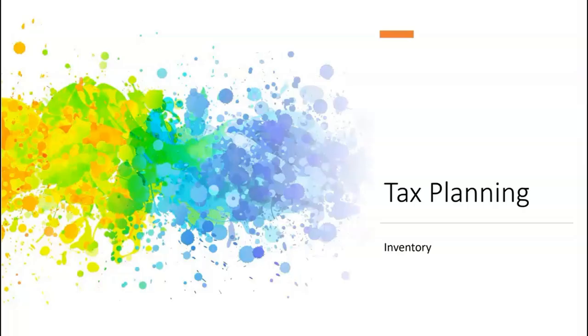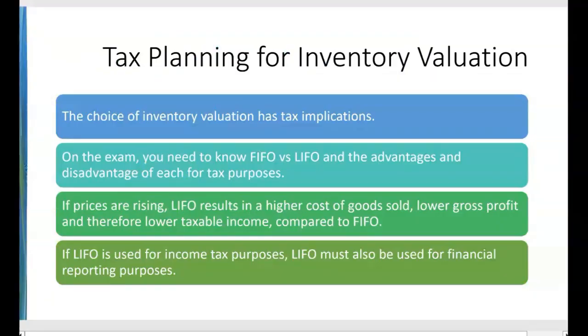In this video, we're going to look at tax planning with regard to inventory, because the choice of inventory valuation has tax implications. And on the exam, you need to know FIFO versus LIFO and the advantages and disadvantages of each for tax purposes. For example, if prices are rising, LIFO results in a higher cost of goods sold. Higher cost of goods sold means lower gross profit. Lower gross profit means lower taxable income. Compared to FIFO, if prices are rising, LIFO will result in a lower taxable income.